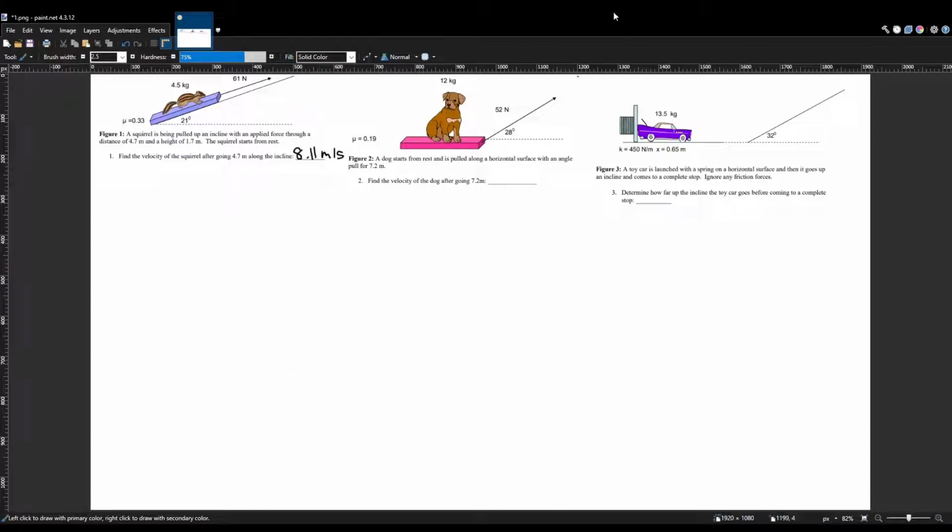Alright, time for question 2. So for question 2, figure 2 is going to read, a dog starts from rest and is pulled along a horizontal surface with an angle pull for 7.2 meters. And we're asked to find the velocity, the final velocity of the dog after going 7.2 meters.